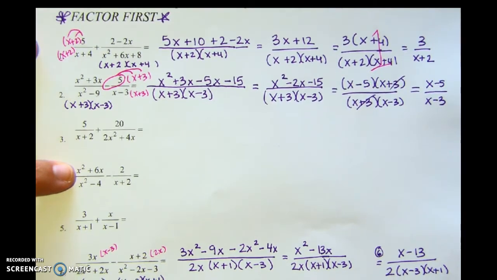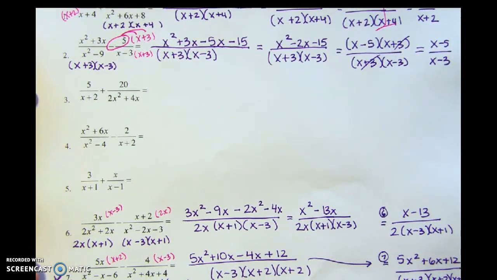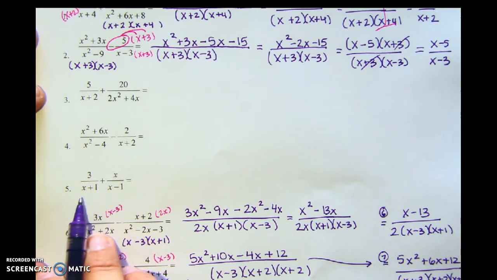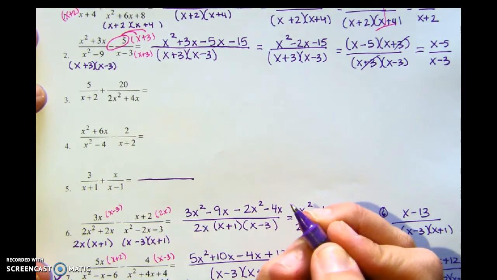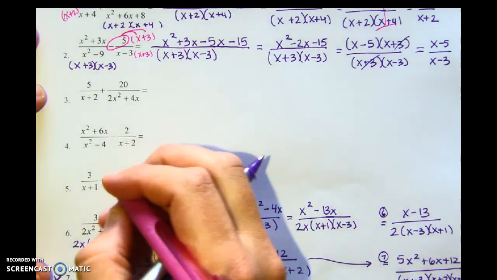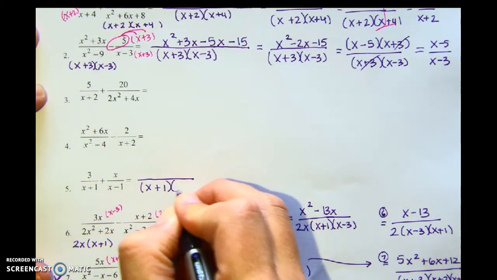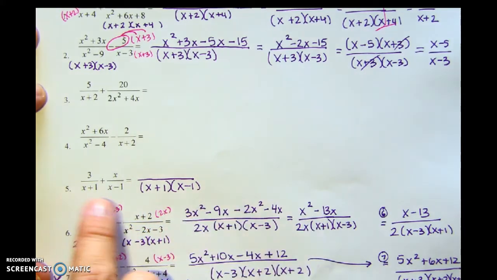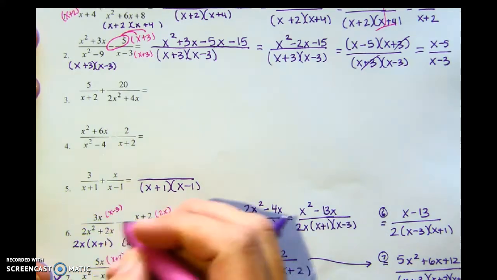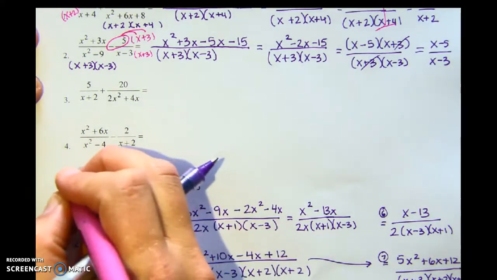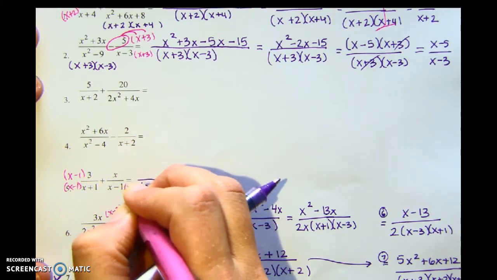So I'm going to skip down to 5. Do you see how 5, they're completely different? So what do you do then? What do you do when they're completely different? Well, what we do then is we have to multiply them by each other. So we have x plus 1 times x minus 1 will be the common factor. So we're going to multiply the first fraction by x minus 1 and the second fraction by x plus 1.